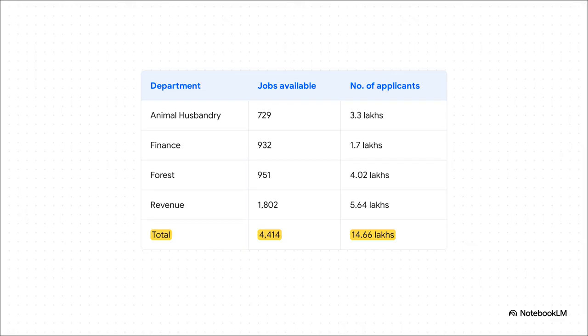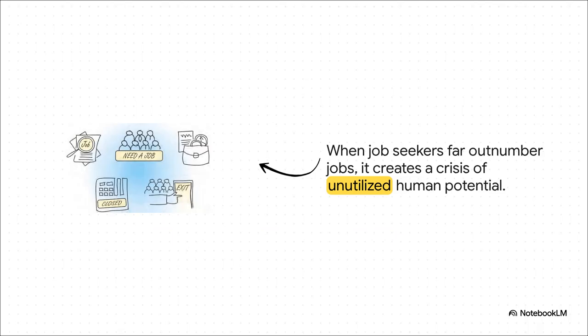Wow, this slide really puts the unemployment crisis into stark perspective. Just look at these numbers. For a little over 4,400 available government jobs, there were almost 1.5 million applicants. Let that sink in for a second. This isn't just a skills gap. This is a massive, gaping chasm between what people want and what's actually available. And the consequence of that giant gap? It's exactly what you see here.